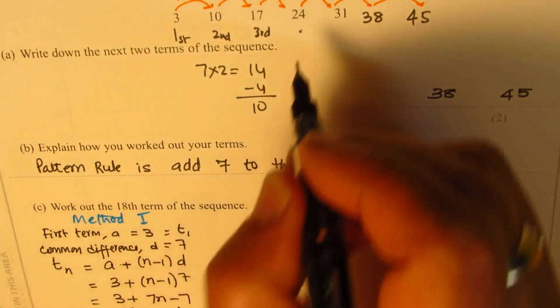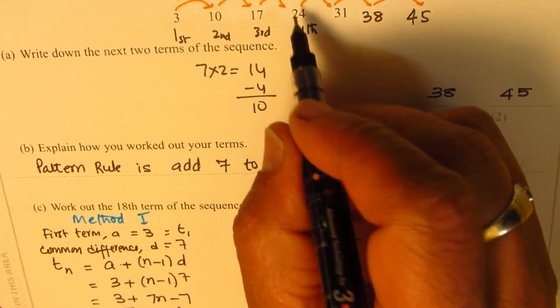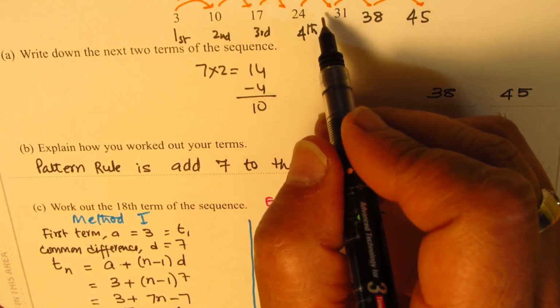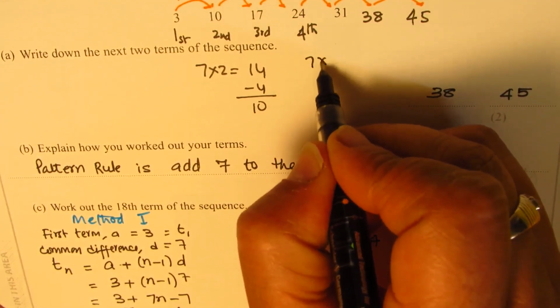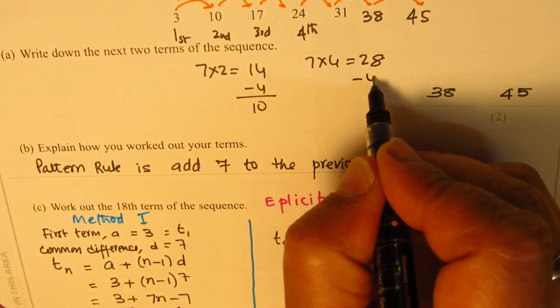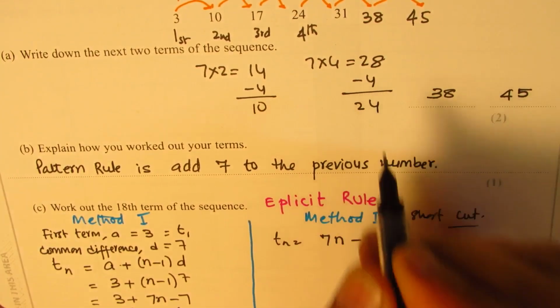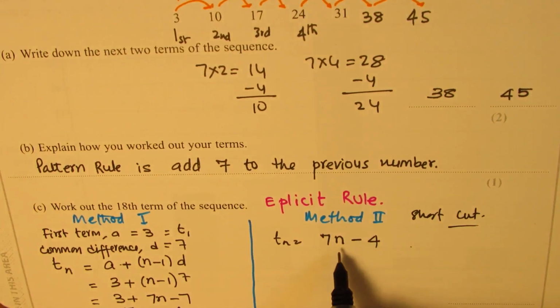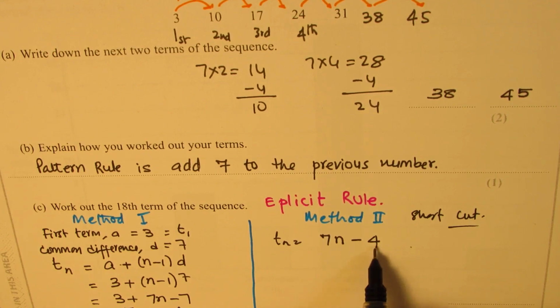Again, this is my 4th term. I know I have to add 7s, but I don't know how many. So 7 times 4 is 28, but I have 24. If I take away 4, I get 24. So I get my rule: the nth term is 7 times the number minus 4.